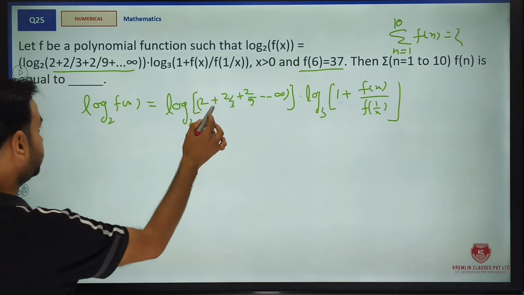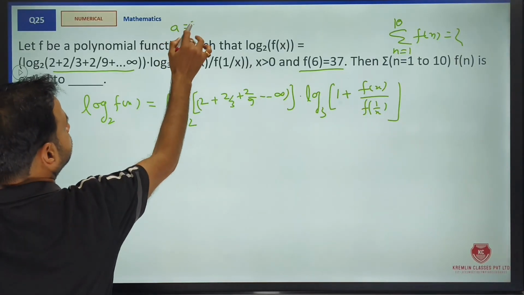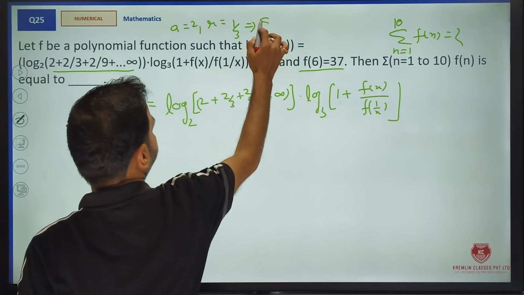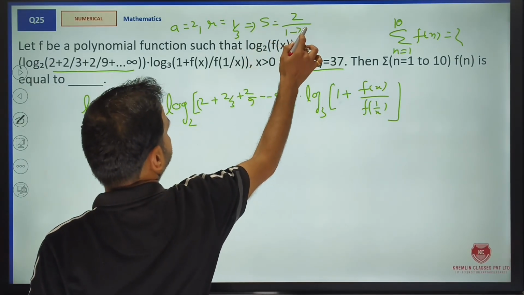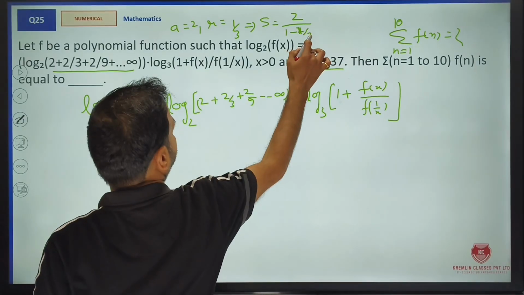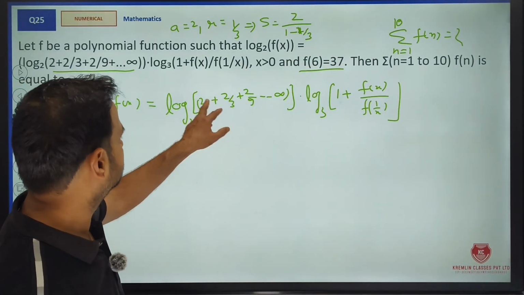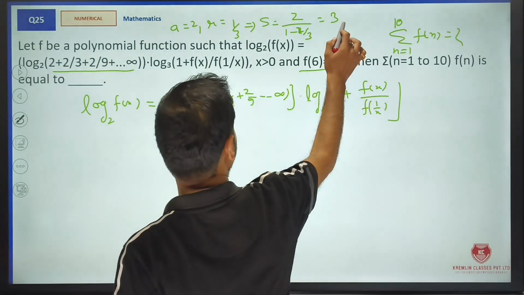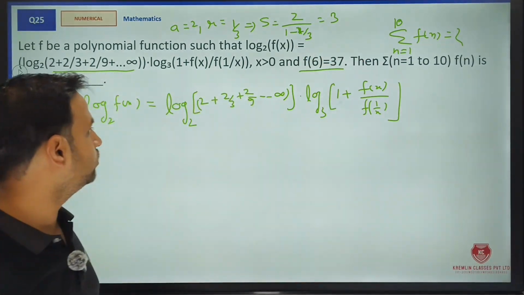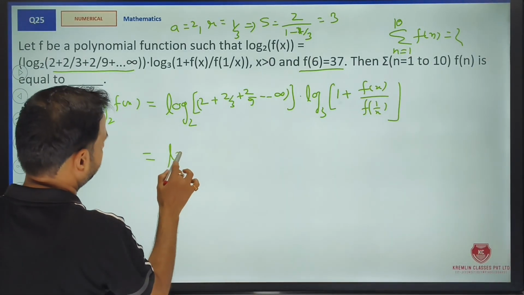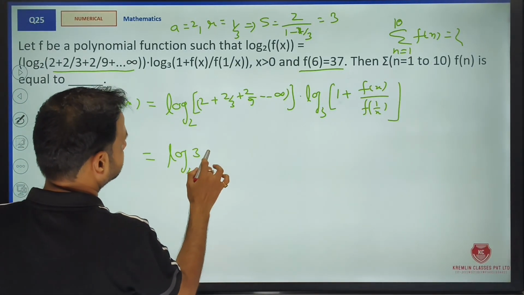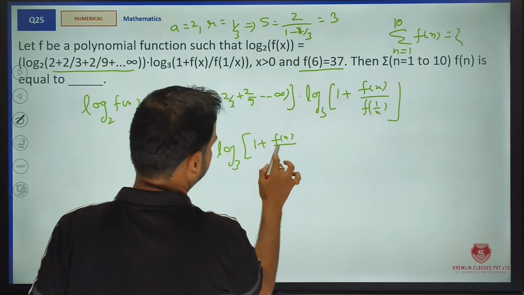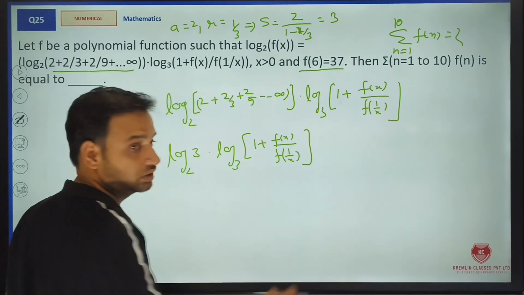So this is a GP, and we have to find the sum of the GP. Here a is 2, r is 1 by 3. So the sum of the GP will be a upon 1 minus r, which is 2 upon 2 by 3. It will be 3. So the sum of the GP will be 3. So we have log 2 3 dot log 3 of 1 plus fx upon f of 1 by x.